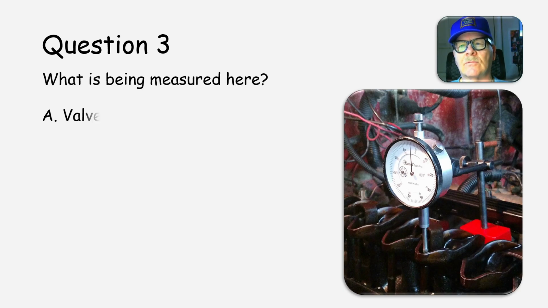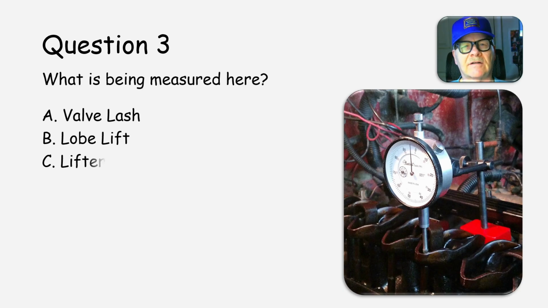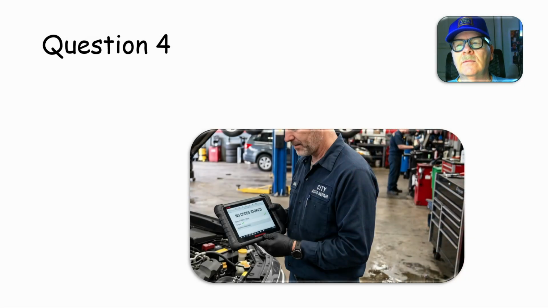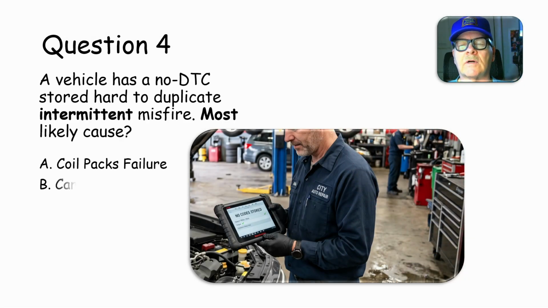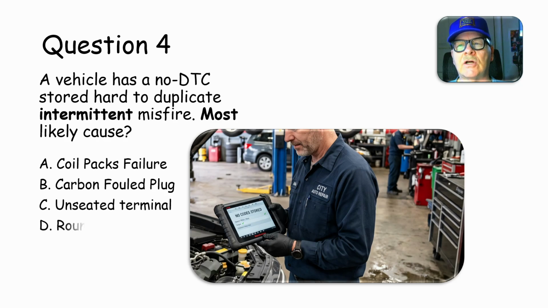Question 3. What's being measured here? Is this valve lash, lobe lift, lifter wear, or push rod? Question 4. A vehicle has a no DTC stored hard to duplicate intermittent misfire. Most likely cause would be coil pack failure, carbon foul plug, unseated terminal, or rounded cam lobe.